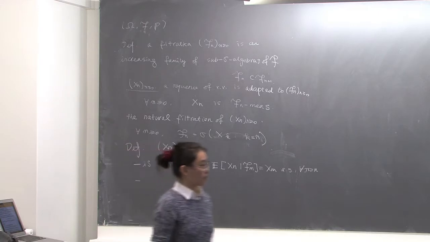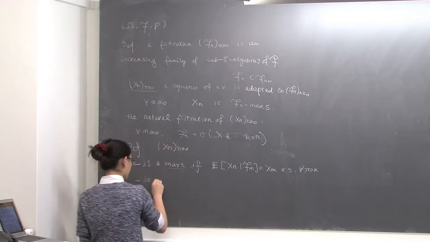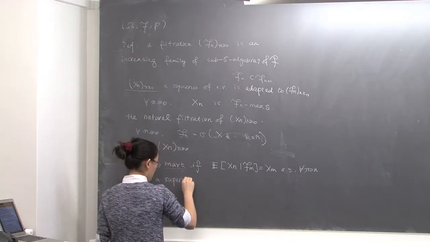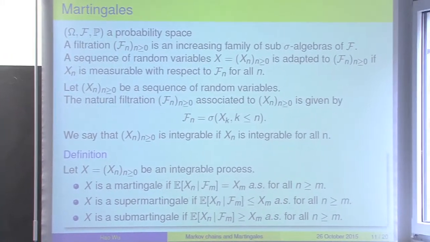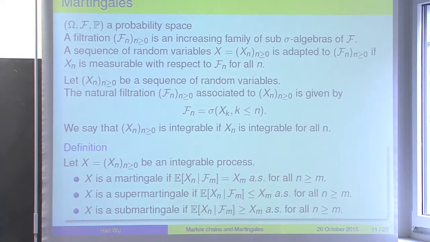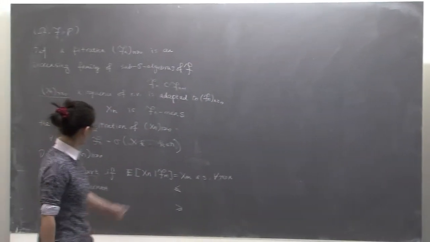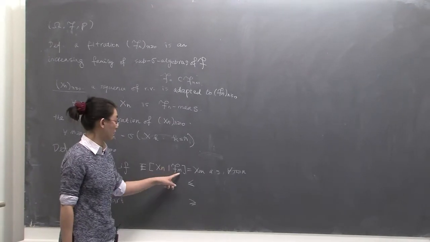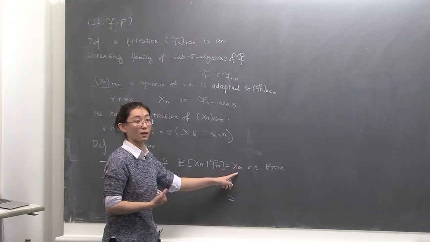Okay. We also define two related notions: a supermartingale and a submartingale. A supermartingale has a less-than sign here, and a submartingale has a greater-than sign here. So this is a martingale. The rough idea is that if we want to predict what happens at time n, given all the information up to a previous time m, then this is the same as the information we can get at time m.